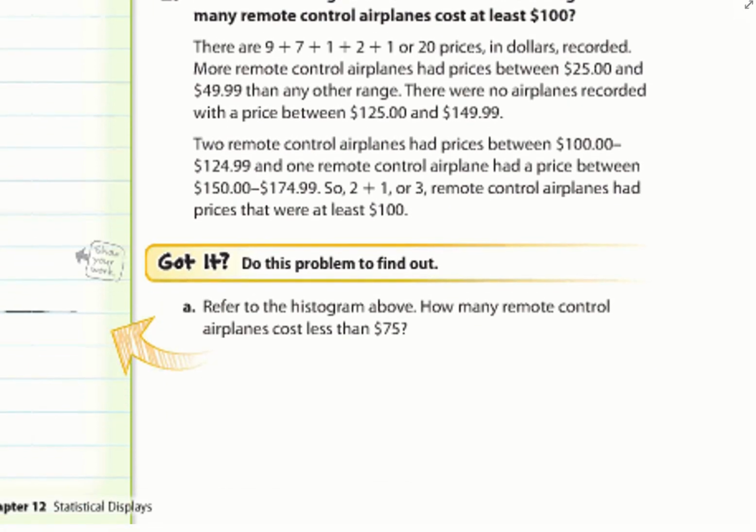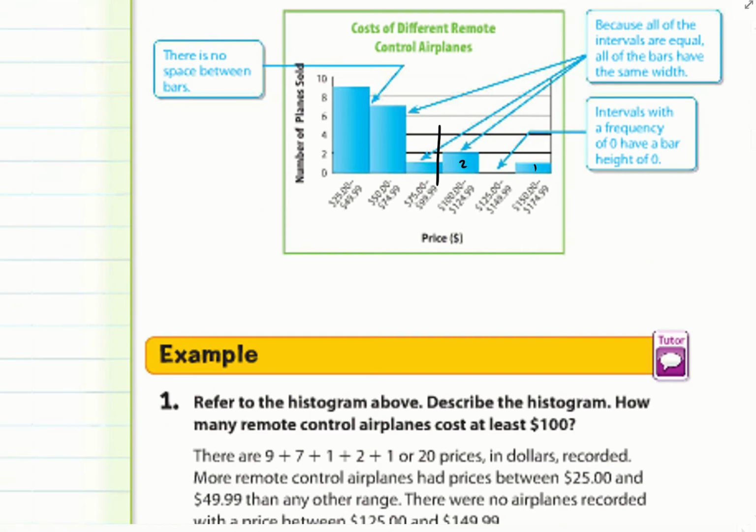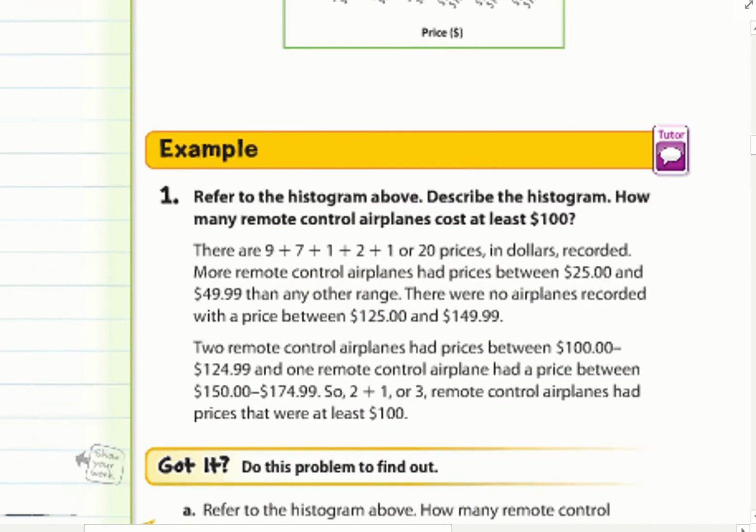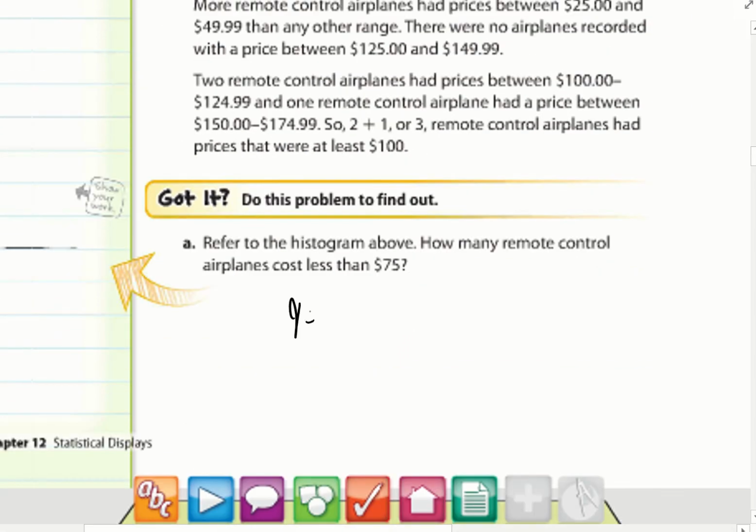How many remote control airplanes cost less than 75? So now we're going to be looking here, and less, so we're at 7 and 9. So the number less than $75 is going to be 7 plus 9 equals 16 planes.